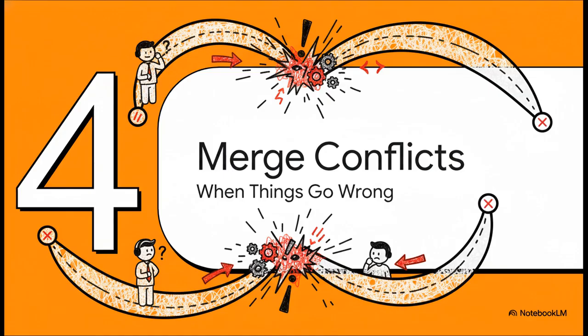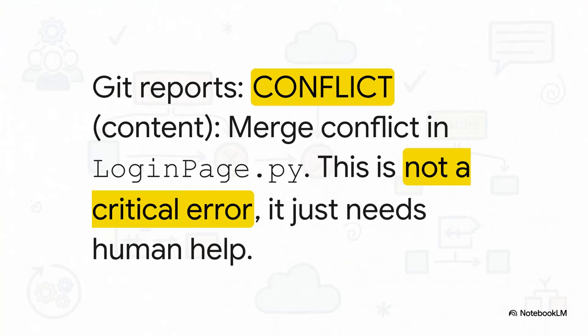So what happens when you try to merge your code, but someone else has changed the very same lines you're working on? Well, you get the dreaded merge conflict. When you see a message like this pop up on your screen, it's easy to panic. Your first thought might be, oh no, I broke everything. But it's not a critical error.